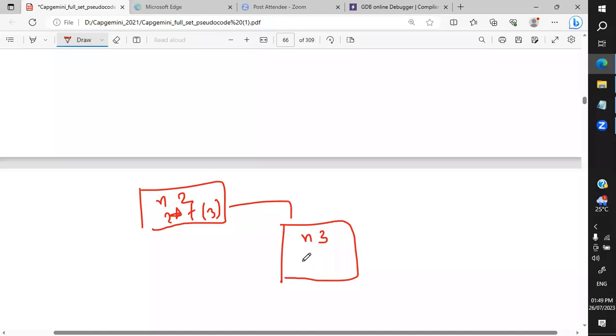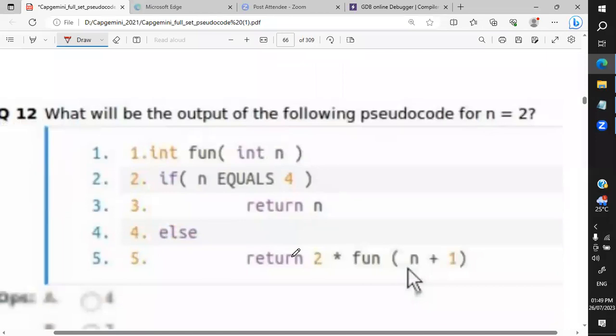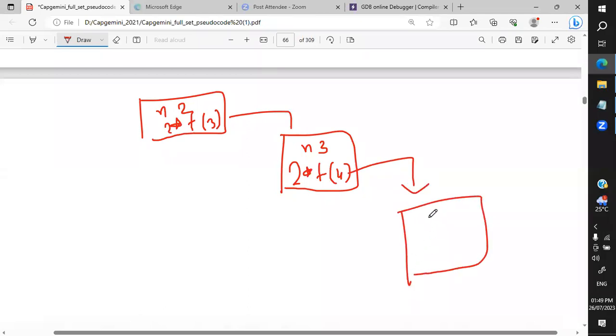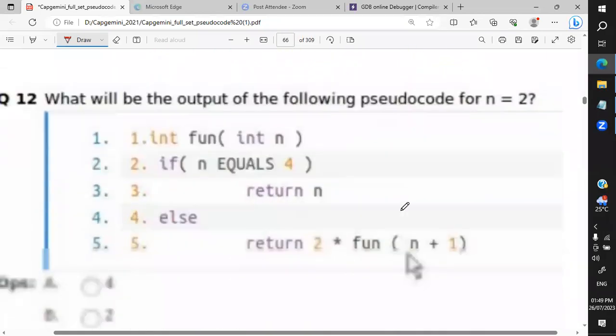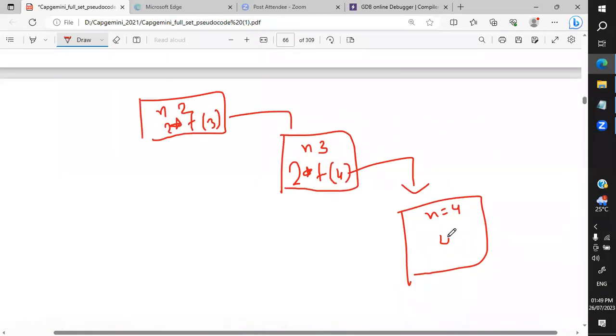Now, again, in this function, it checks 3 equals to 4. Is it true? False. As it is false, it will come to else part. In that again, 2 into f of n plus 1. That means f of 4. Am I right? 3 plus 1, which is 4. So again, it will call. Now, in this n value is 4. What is it doing? If you observe, when n equals 4, what is happening? 4 equals to 4. True. Return n. That means this function is returning 4.